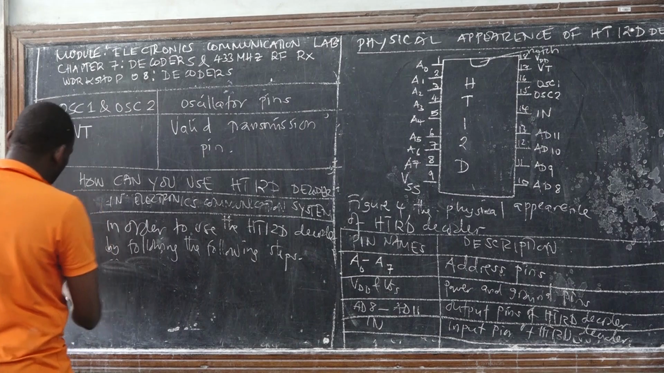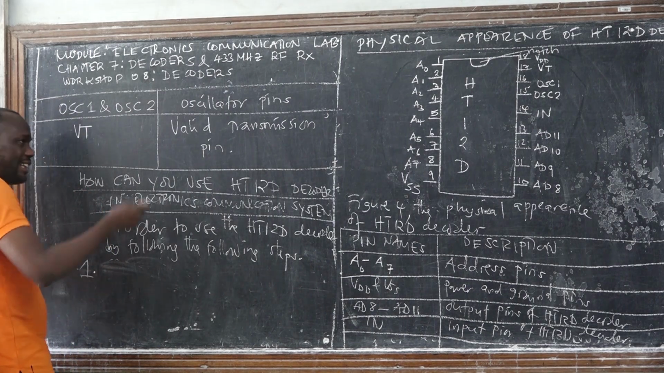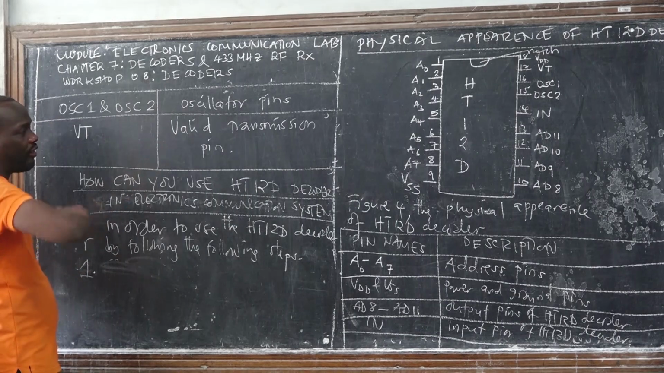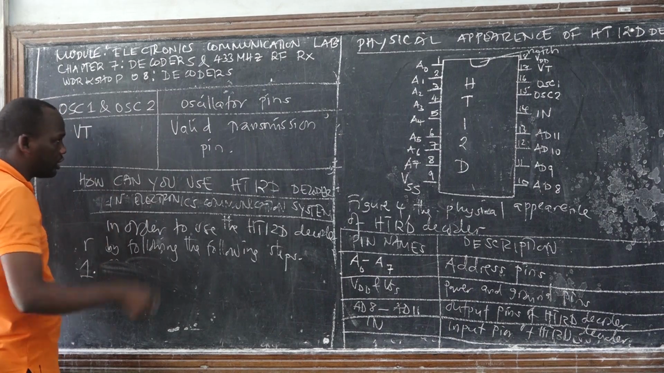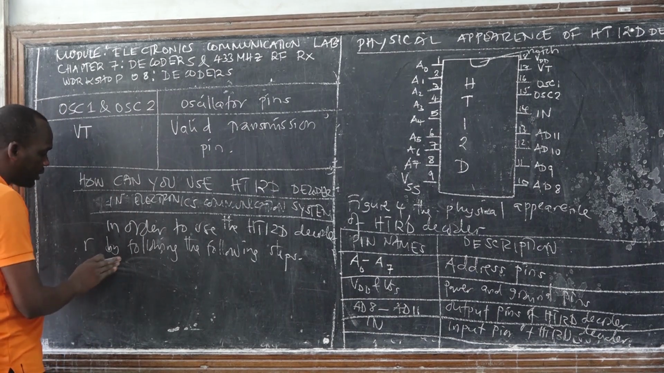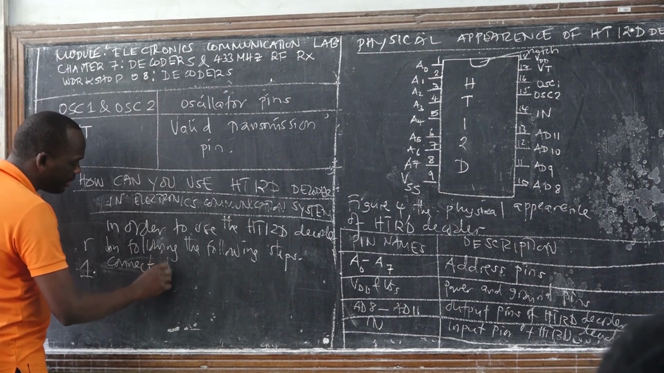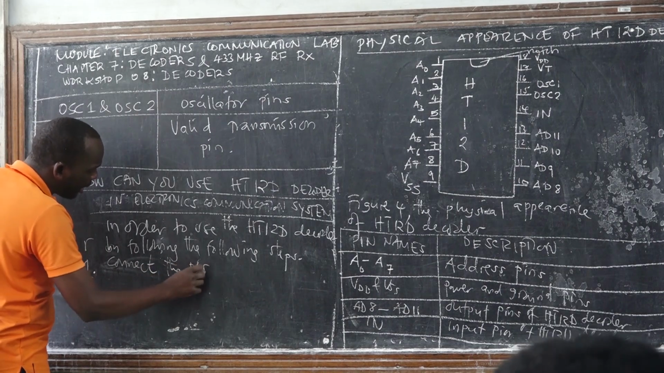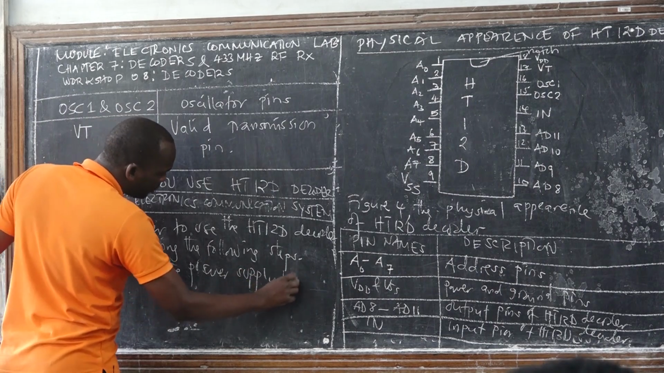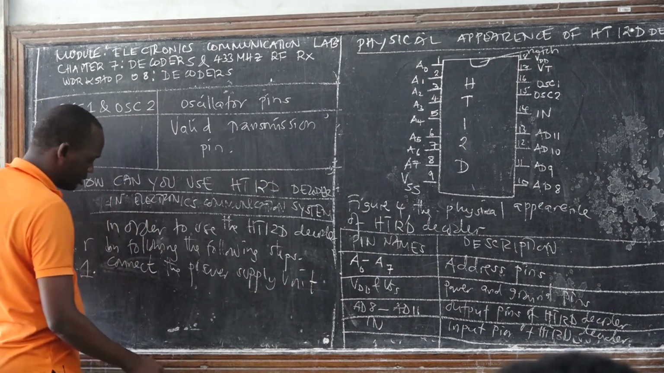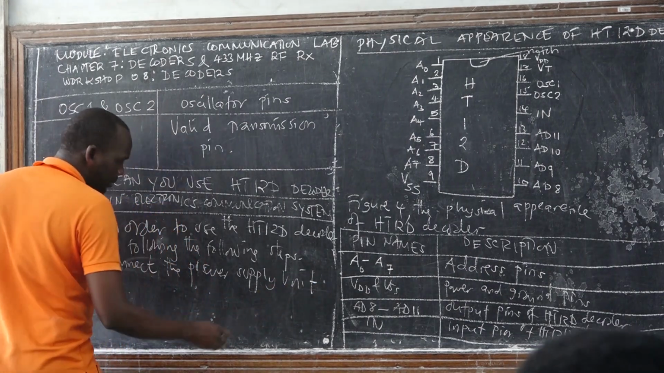So the first step. It's better to teach you these steps and then we draw the overall schematic circuit diagrams, and that will be all about the decoders. So the first step: connecting the power supply unit. Okay, connect the power supply.